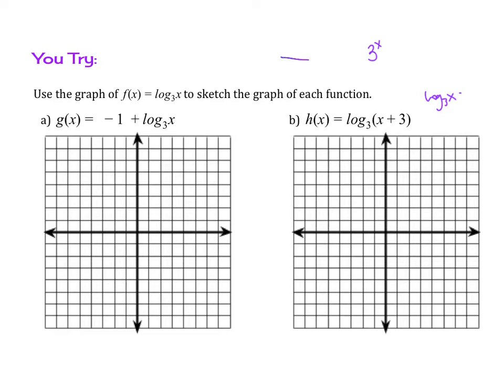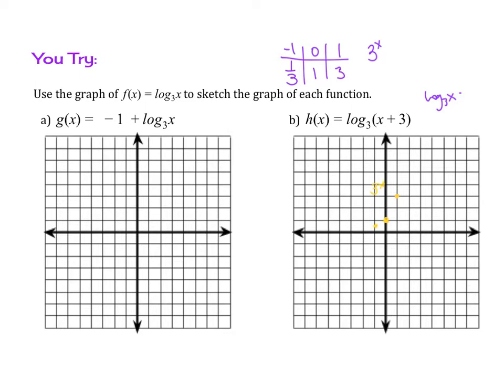So let's pick some points: 0, -1, and 1. If we pick 0, 3 to the 0 is 1. So that's our one very important point there. I'm going to make it here in yellow. And then 3 to the first power is 3. 3 to the -1 is 1/3. So it gives us kind of like our starting point. That is our 3 to the x.